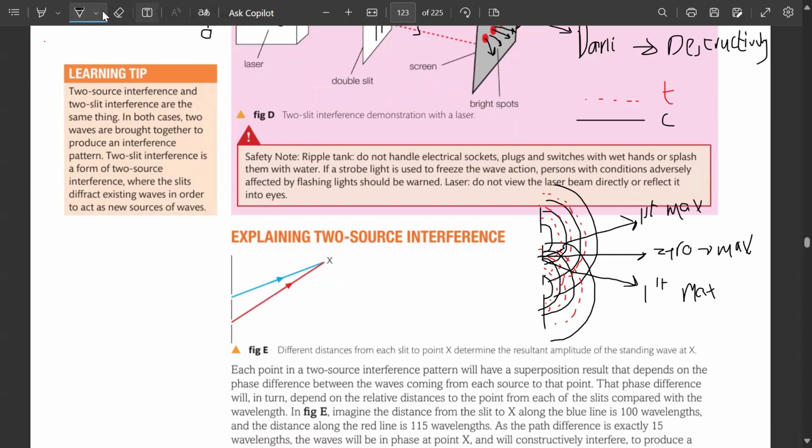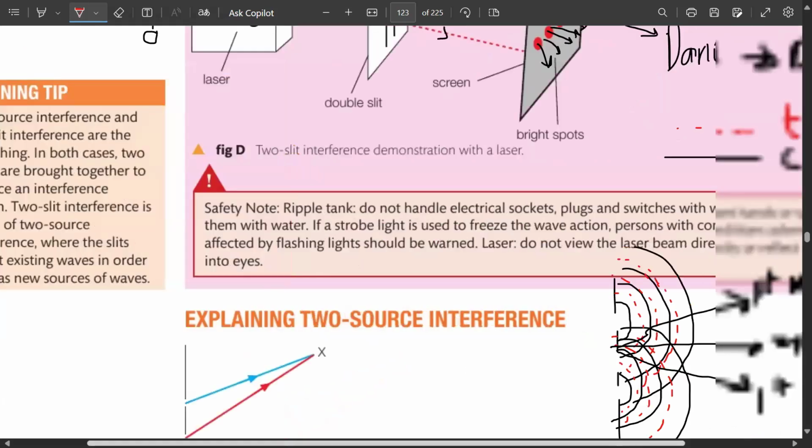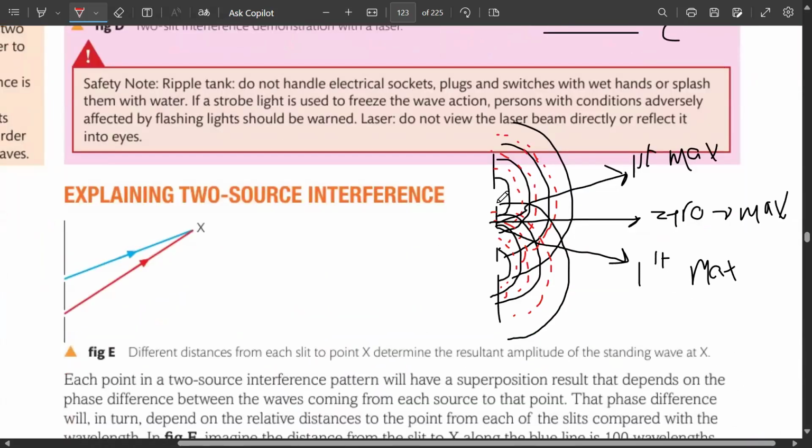Got it? Now, if you look closely at the diagram, I'll zoom in. There are also points where the trough and crest are meeting. For example, look at this one, right? This is the point of first order minima. No, this is second order minima. First order यहाँ पे आएगी. You look at this crest and trough meeting. This would be what? The first order minima where they cancel out. Good. यहाँ पे second order minima.